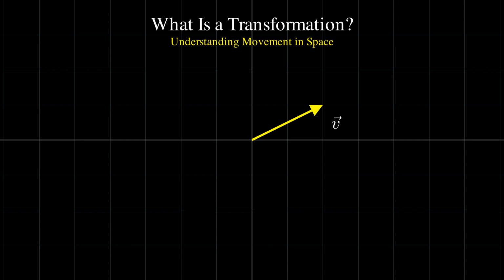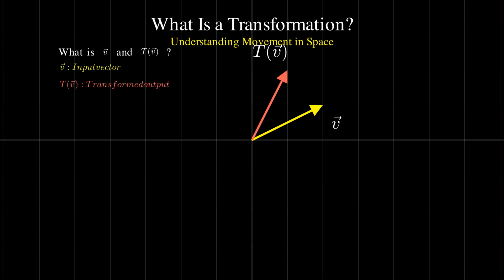So, what is a transformation? At its core, it's a type of function, something that takes in an input and gives back an output. But in linear algebra, we think in vectors, and transformations take in a vector and give out a new vector. For example, this vector here might land over there after a transformation. You can think of it as the vector being picked up and moved somewhere else.